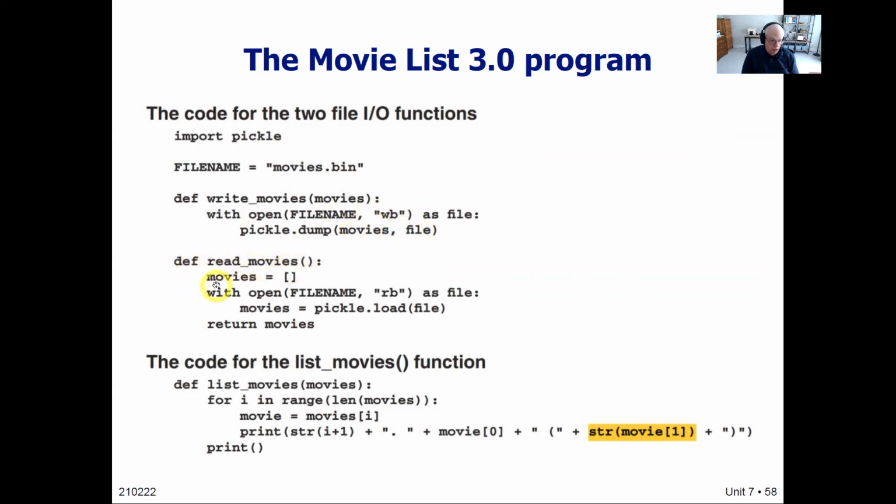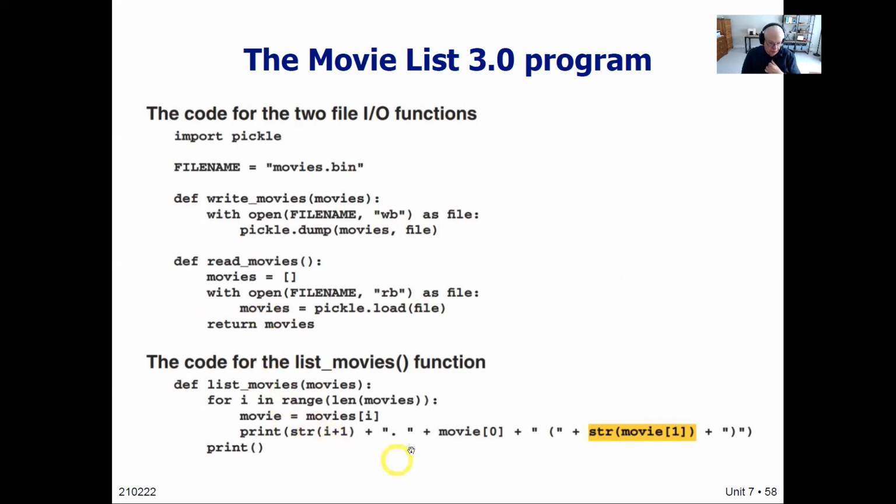Okay, and then read movies. Well, once again, just like we've been doing, we have to open up a list. Then we'll have our with statement, open up our file, RB, and we're going to read a binary file as file. And we're going to create the movies object, and we're going to load this into memory. Okay, so that gets us back to a movies list that we can process, and we return that movies list to the main function so that we can process it.